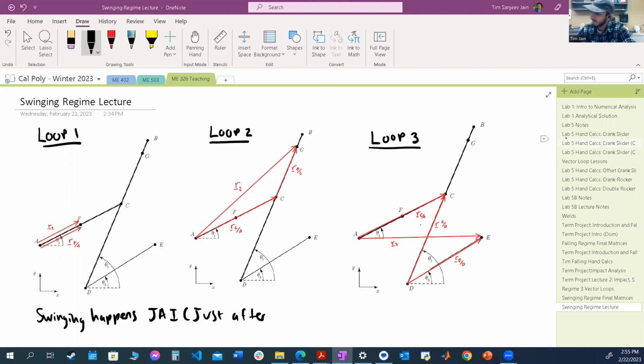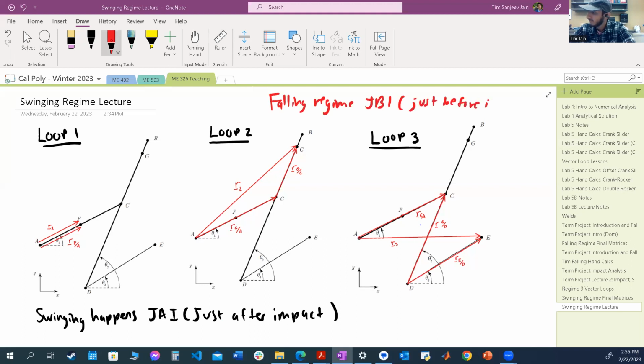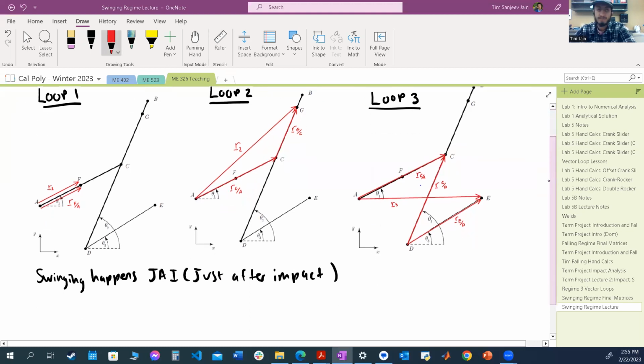The falling regime was just before impact. So falling regime, JBI, just before impact. So we want to relate somehow what's happening right before the impact to what's happening right after impact.